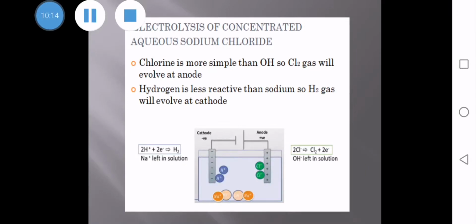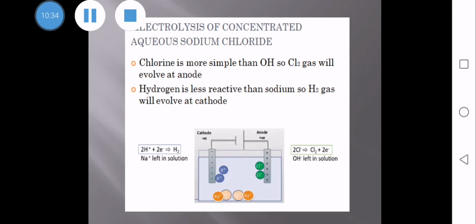Next, electrolysis of concentrated aqueous sodium chloride. Here it is aqueous, and secondly, concentrated. Whenever we talk about concentrated, it means we prefer the discharge of the anions of that ionic compound. We will not see it according to the ease of discharge. You have already learnt about this.